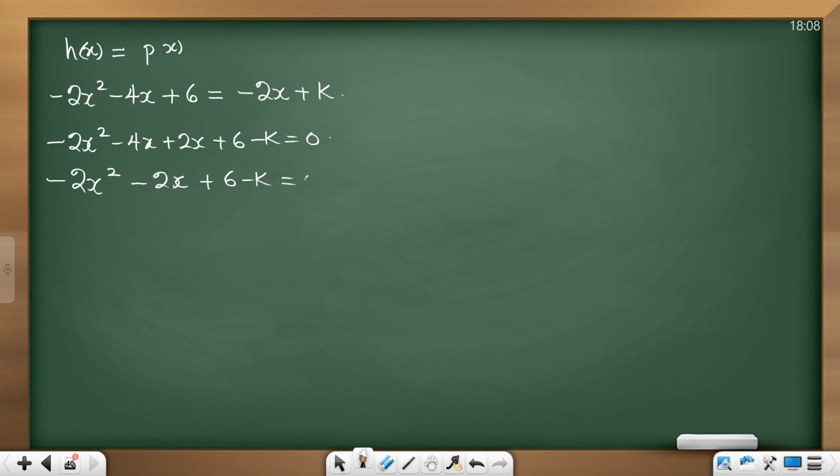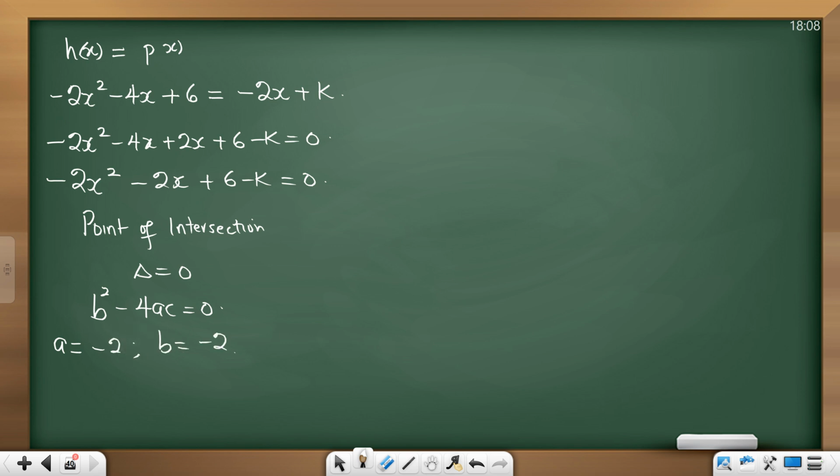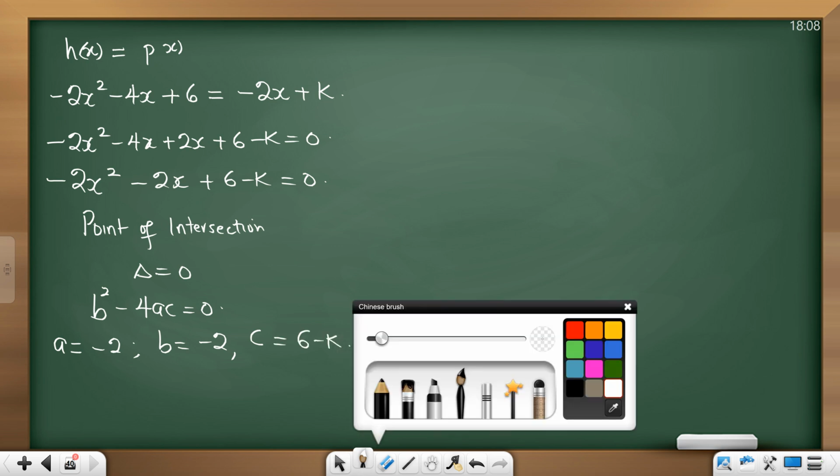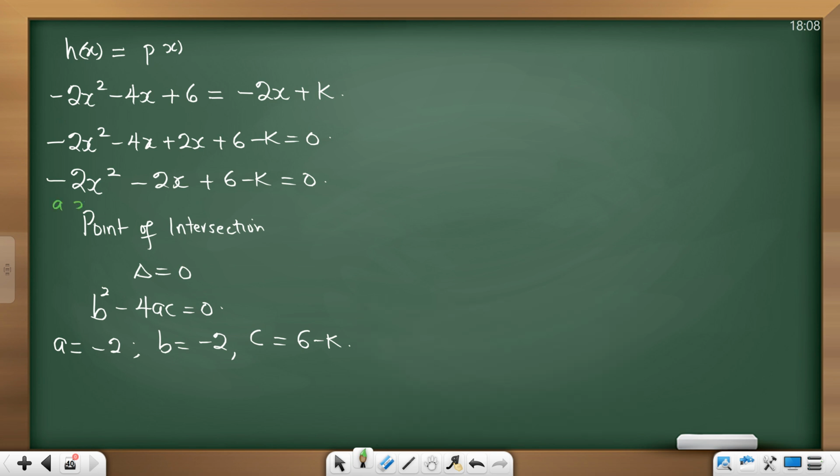Do you notice I have two unknowns? But at the point of intersection, what do I know? The discriminant equals to 0. And what's my discriminant? B squared minus 4ac. What is my a? Negative 2. What is my b? Negative 2. What is my c? 6 minus k. Please, I want you to see that: ax squared plus bx plus c.